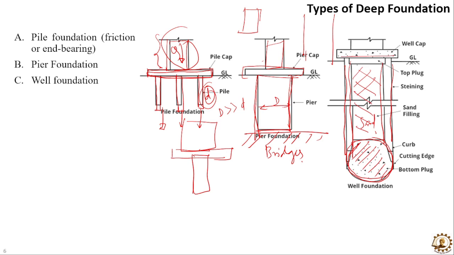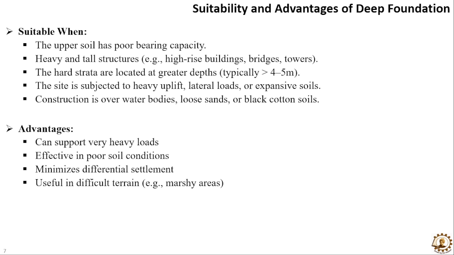Above this, we lock the well with a cap, the well cap, and above this the structure will rest. So these are the three types of deep foundation we generally use: the pile foundation, the pier foundation, and the well foundation. Pile foundation is generally used for high-rise buildings or nuclear power plants, and pier foundation or well foundation is generally used for bridges and this kind of structure.